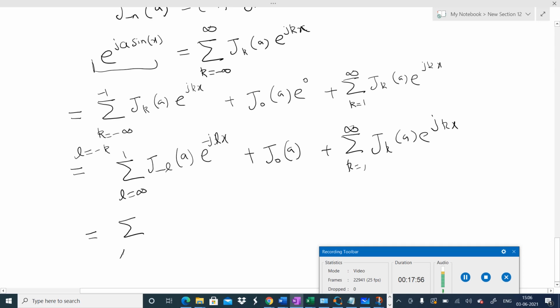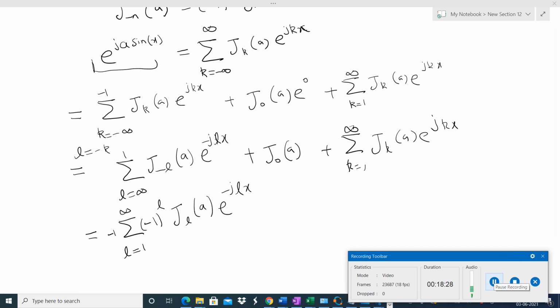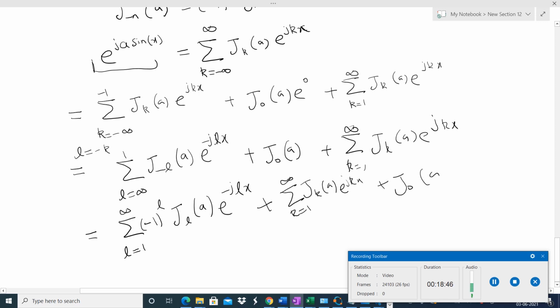Now you know this result, so it is l equal to infinity to 1, and if I write from 1 to infinity, then I will have to reverse, so I write it minus 1. l equal to 1 to infinity, and this will become minus 1 to the power l, J l of a e to the power minus jlx, right? I think minus 1 will not be here. I can simply turn it up. So this will be this, plus the summation k equal to 1 to infinity Jk of a e to the power jkx plus J0 of a.